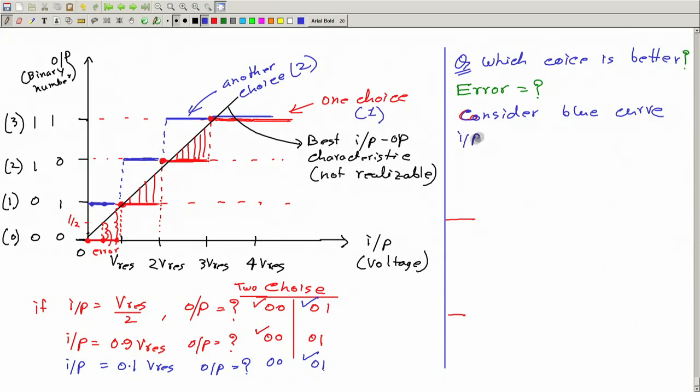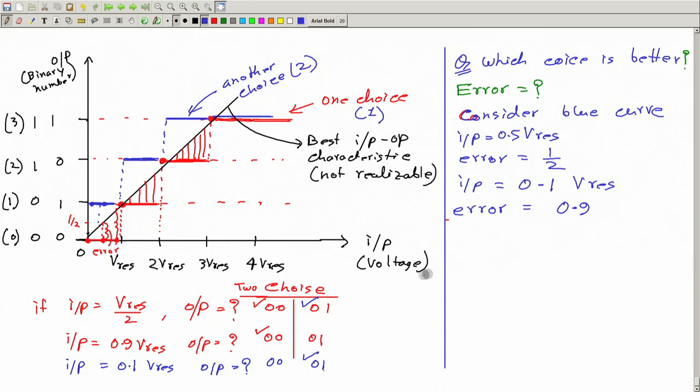Say if the input is half, 0.5 times V res, then the error will be how much? This much, half unit. Once again, I am doing it quickly because I think now you have understood this. And similarly, if the input is very close to 0, say 0.1 times V res, then the error is how much? 0.9 unit.